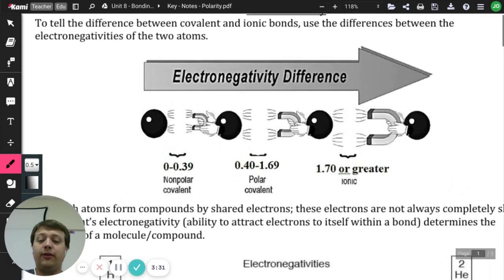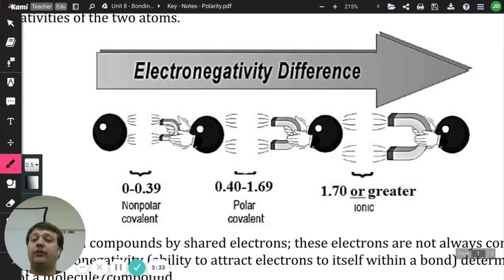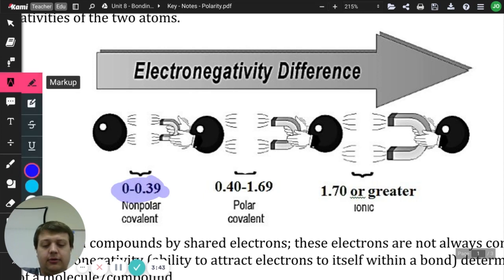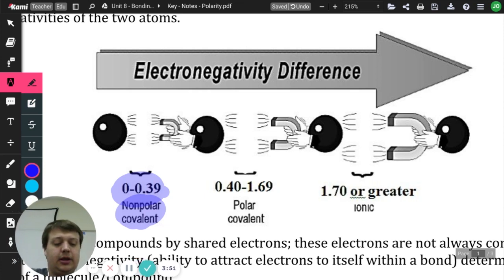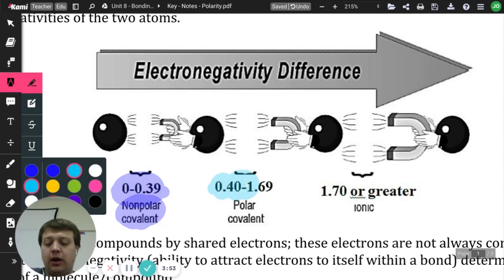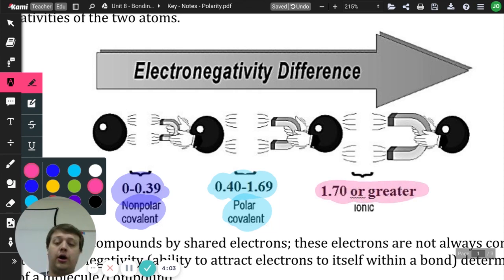For this, we need to determine the electronegativities of substances, and we're going to compare their differences. If the difference is between 0 and 0.39, then we would classify that bond as a nonpolar covalent bond. If it's between 0.4 and 1.69, we would call that polar covalent. And last, if it's 1.70 and on, then we would classify that as ionic.